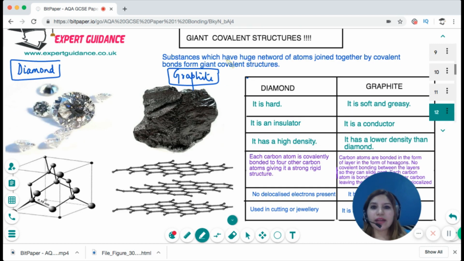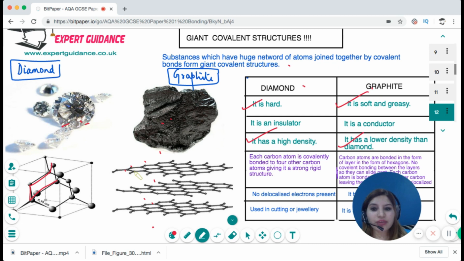Okay, so now let us see the giant covalent structures, diamond and graphite. This is the difference between them. Diamond has a hard, rigid structure, whereas graphite has a layered structure. So diamond is hard, has a high density. Graphite is soft and greasy, with lower density.